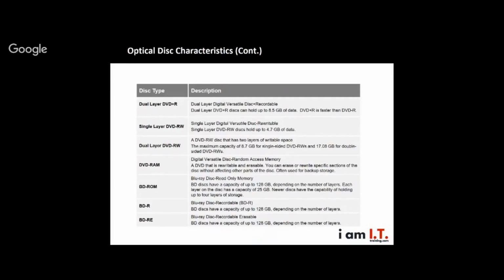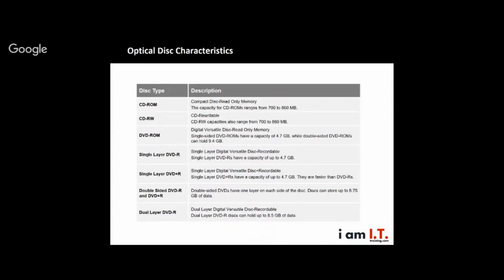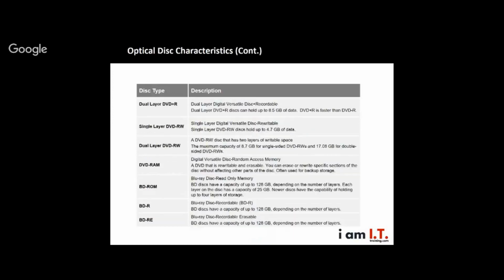Now, the only thing you need to remember are those 4 numbers, and I'll go back to the other slide so you can see it here. CDs hold a max of about 850, I would say is a good number to remember, megabytes. DVDs hold up to 4.7 gigs. Dual layer DVDs, 8.5 gigs. And Blu-rays up to 128 gigs.